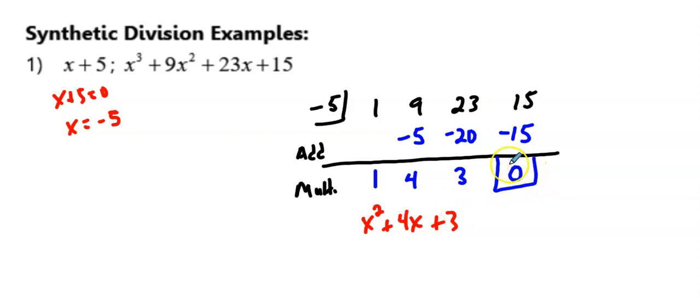So this 0 also indicates that if we were to substitute negative 5 in for x, you would get a 0 for your evaluation. But the important thing here is then using synthetic division to validate roots. If you get a remainder of 0, it is indeed a root.